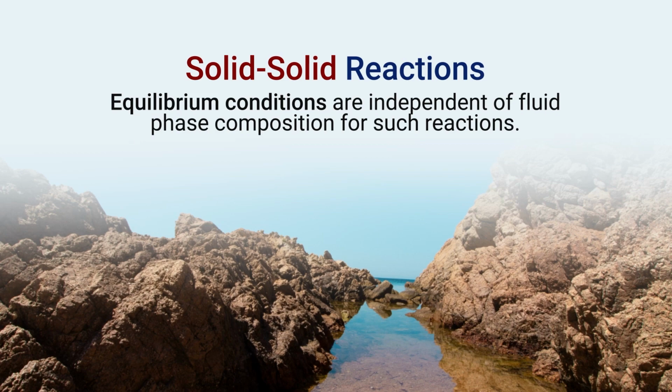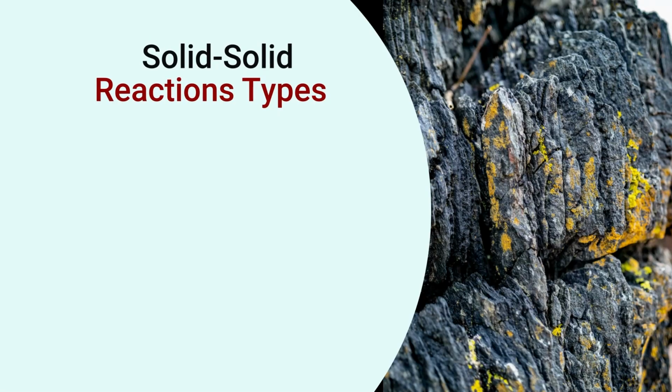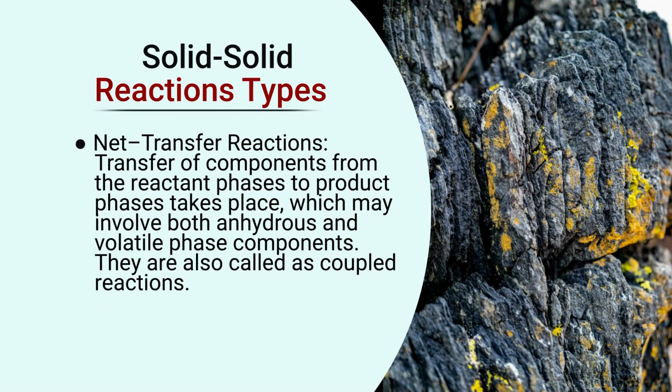for such reactions. Now, what are the examples of solid-solid reactions? There are two types: net transfer reactions. Transfer of components may take place from reactant phase to product phase, which may involve both anhydrous and volatile phase components. These are called coupled reactions.